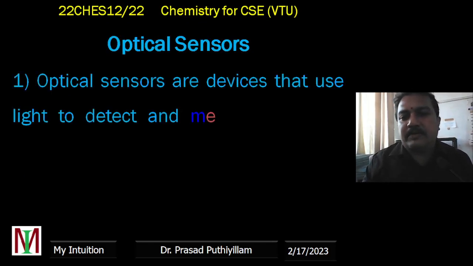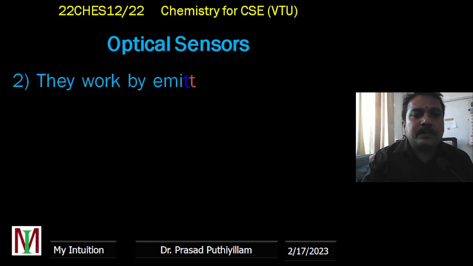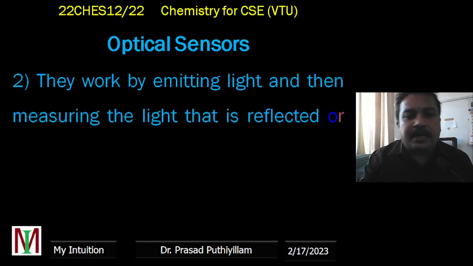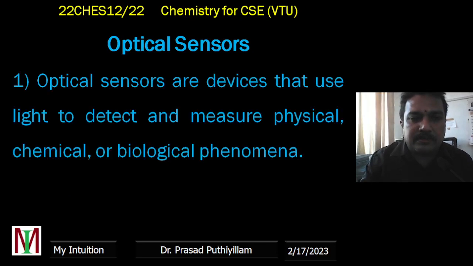Optical sensors are devices that use light to detect and measure physical, chemical, or biological phenomena. They work by emitting light and then measuring the light that is reflected or absorbed by the target object or substance. Any complications? Previous sentence take. Optical sensors are devices that use light to detect and measure physical changes, chemical changes, or biological changes. All these are measured with the help of light.